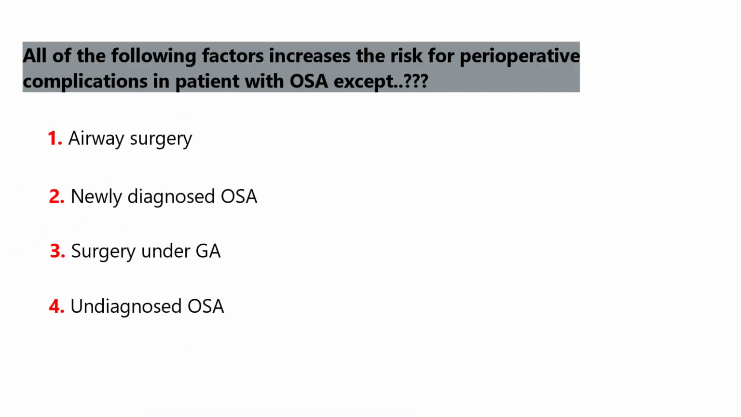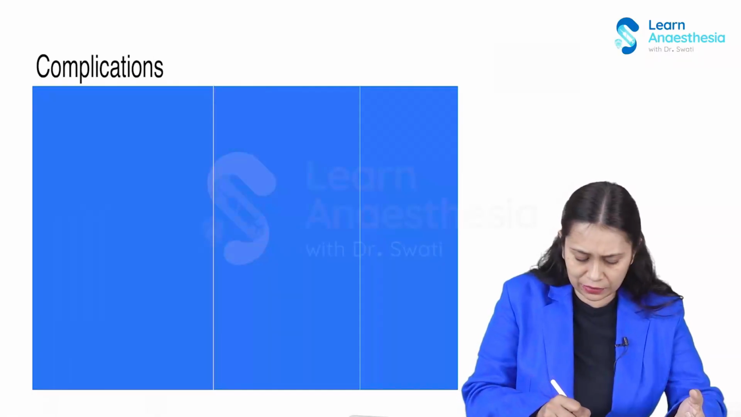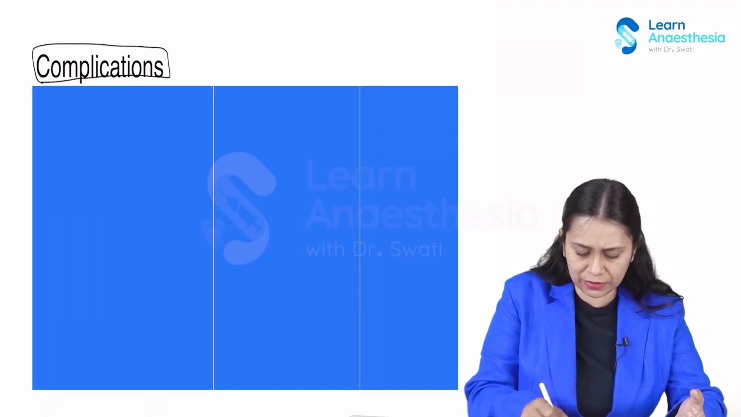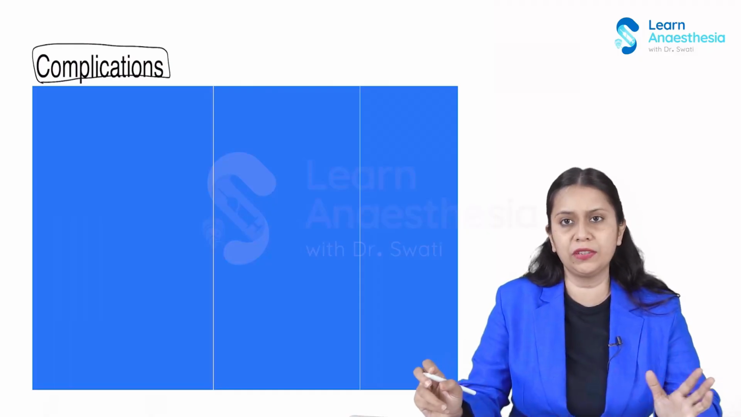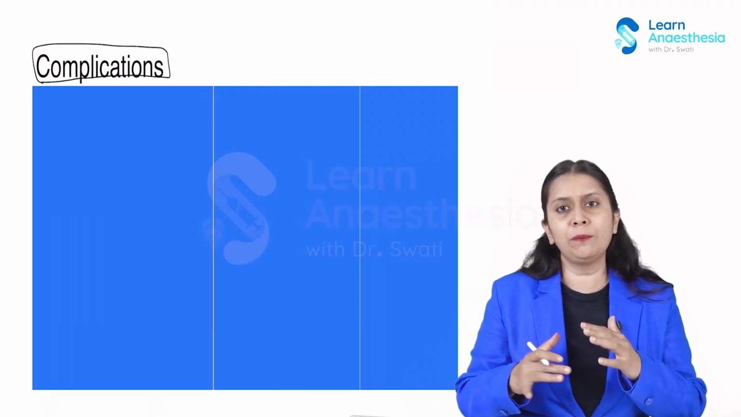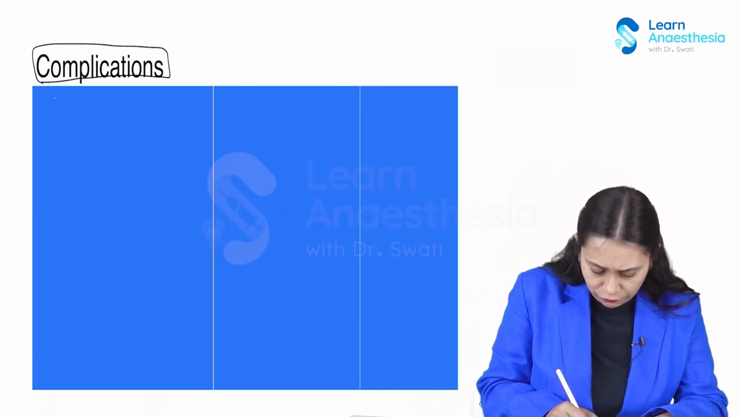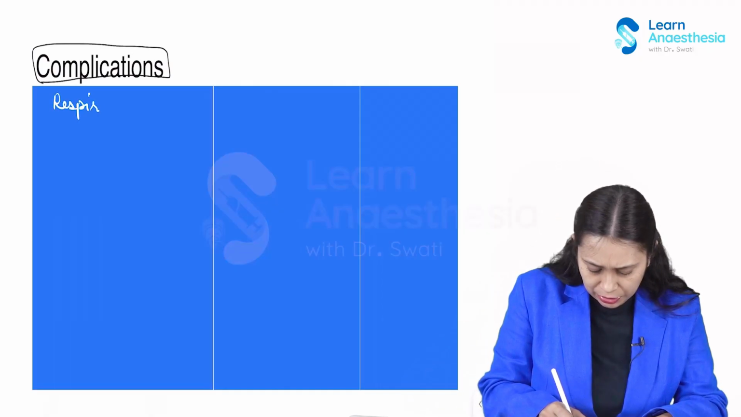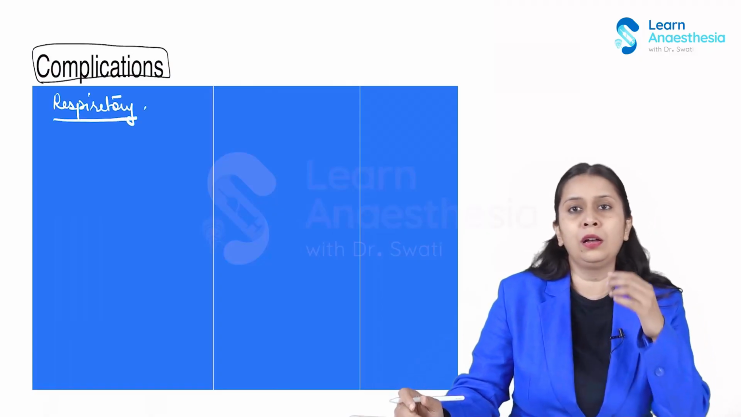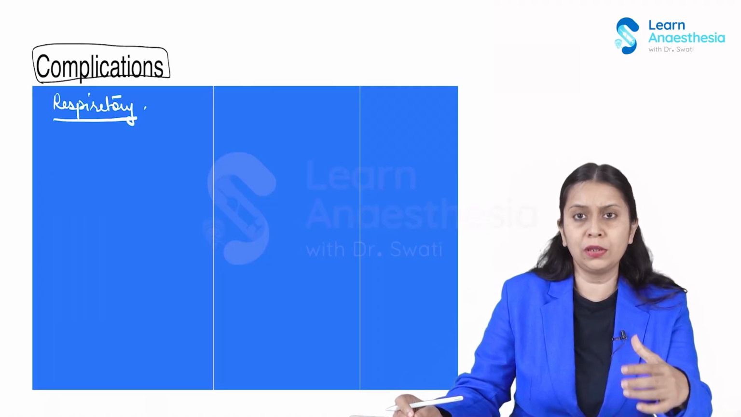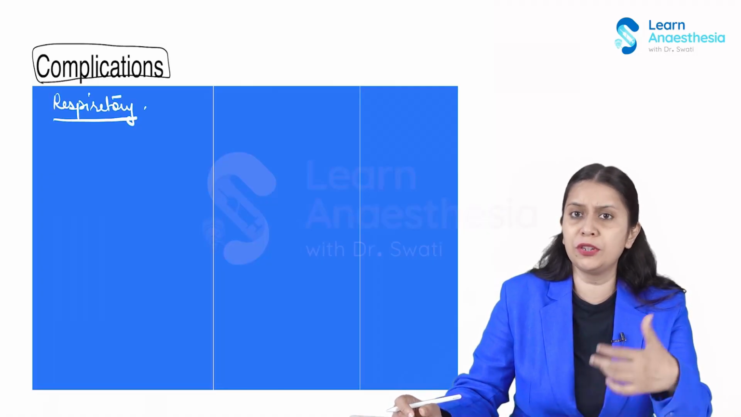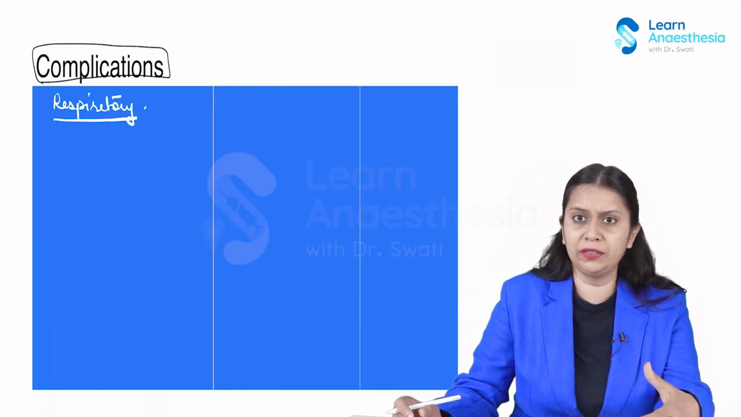So, what exactly are the complications which we expect in a patient with obstructive sleep apnea? As I said, respiratory complication, highest incidence. So, first I would talk about the respiratory complications. Okay. Now, patient of OSA in post-op, they can present with acute respiratory failure requiring non-invasive ventilation.